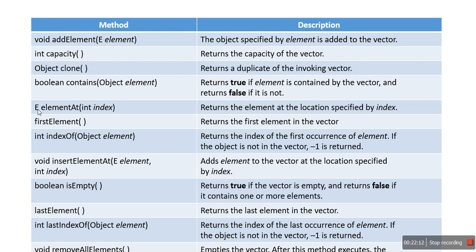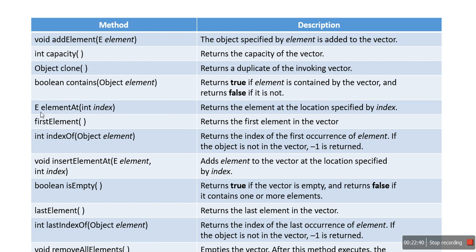Next, E. Here, elementAt(index). E means enumeration type, so it returns an enumeration type. It returns the element at the location specified by the index, meaning it returns the object or enumeration.